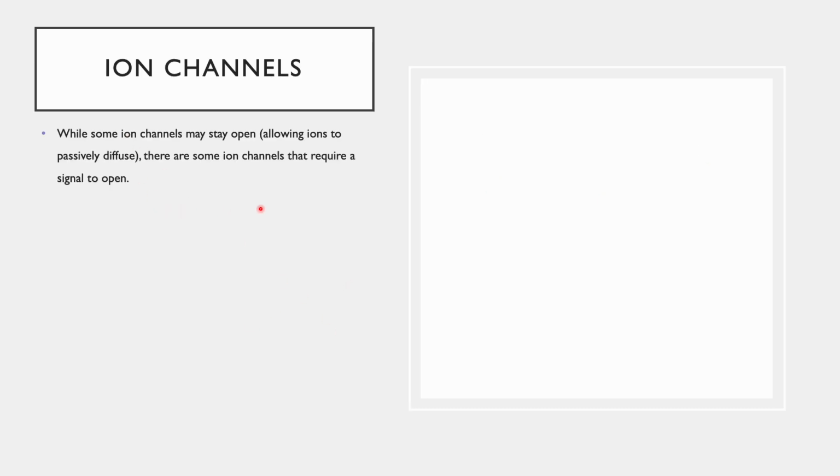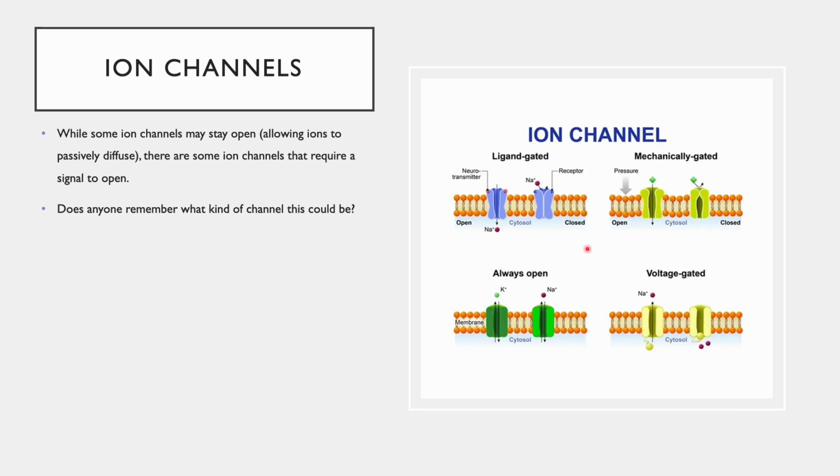So we know that ion channels can stay open for passive transport, although some require signals to open. Remember, we talked about two different types of channels, including ligand-gated ion channels and voltage-gated ion channels. Now, we know that ligand-gated ion channels require a certain neurotransmitter of interest to combine to the receptor, which will allow conformational change, essentially meaning that the ion channel gates are going to open and allow ions to come in and out of the cell.